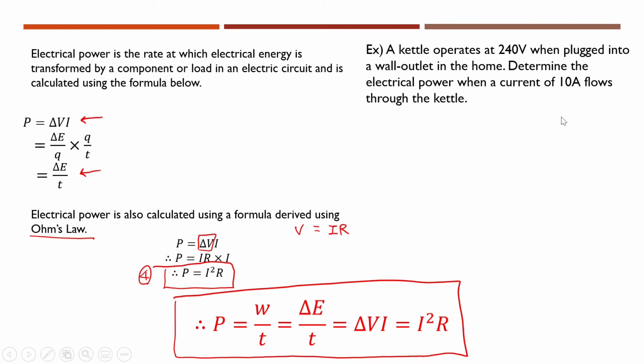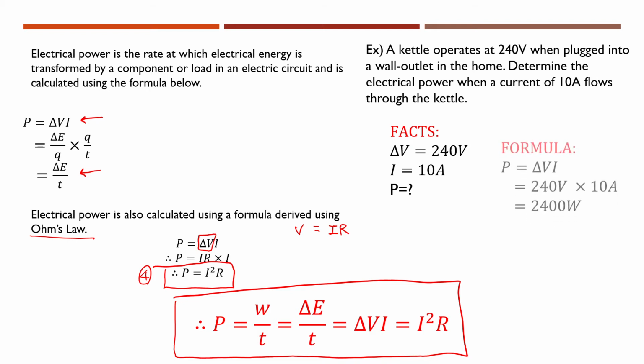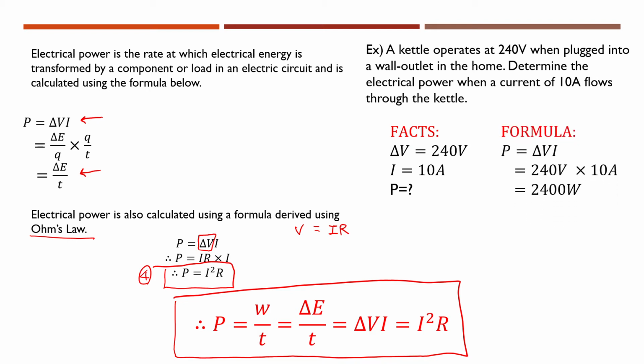So let's have a look at this example. Unfortunately, I can't see the whole question because my recording device is on the question. So let's just go straight to the facts. V is 240 volts and my current is 10 amps. So what is the power? Hopefully you can see which equation I should use. It has a V and an I, so I'm going to use this one. Write down all the facts first and then figure out what equation you will use. P equals delta V times I. Put in your values and you get 2,400 watts.